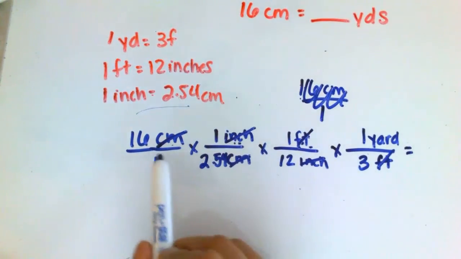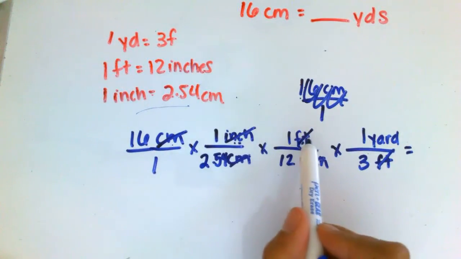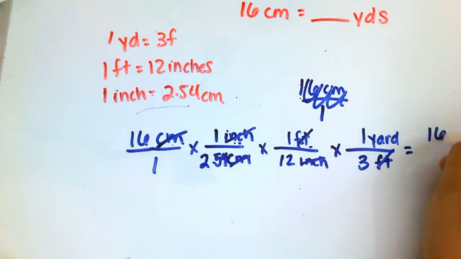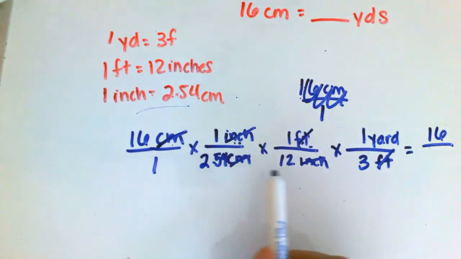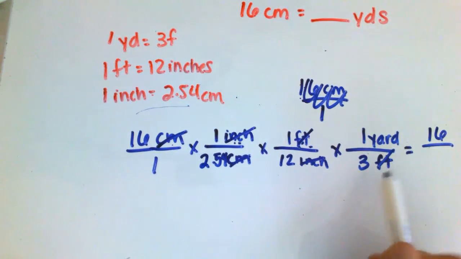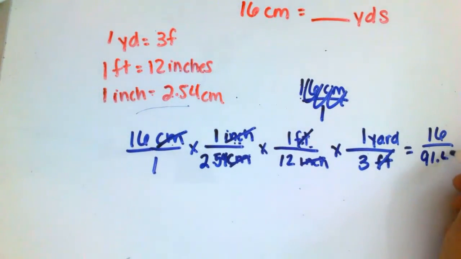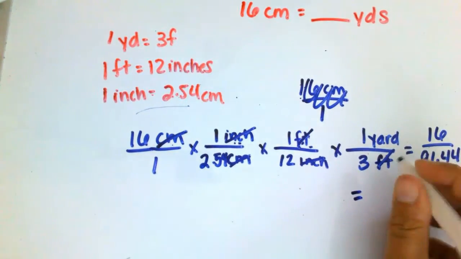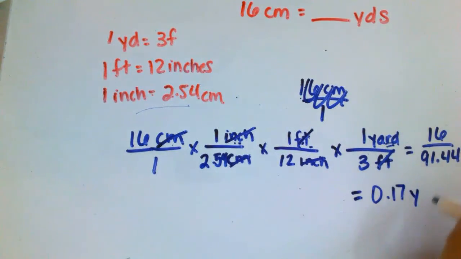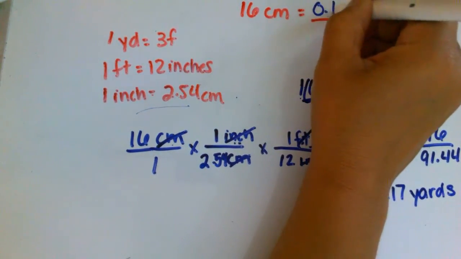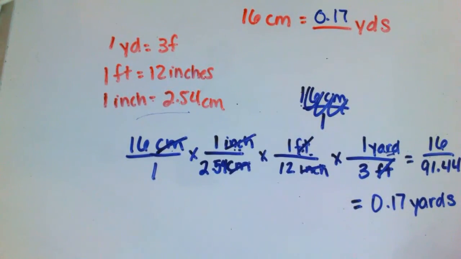So now what we're going to do is multiply across. 16 times 1 times 1 times 1 is 16. And then we would take 1 times 2.54 times 12 times 3, and if you put that in your calculator, it gives you 91.4. Then you would take 16 divided by 91.4, and you would get 0.17. And we know that's yards because that's the only unit that's left. So we come up here and put 0.17 yards.